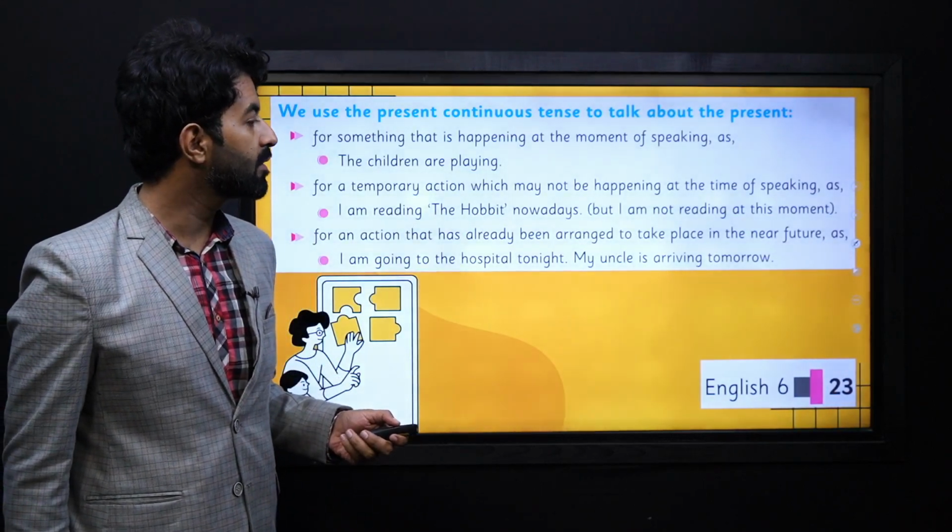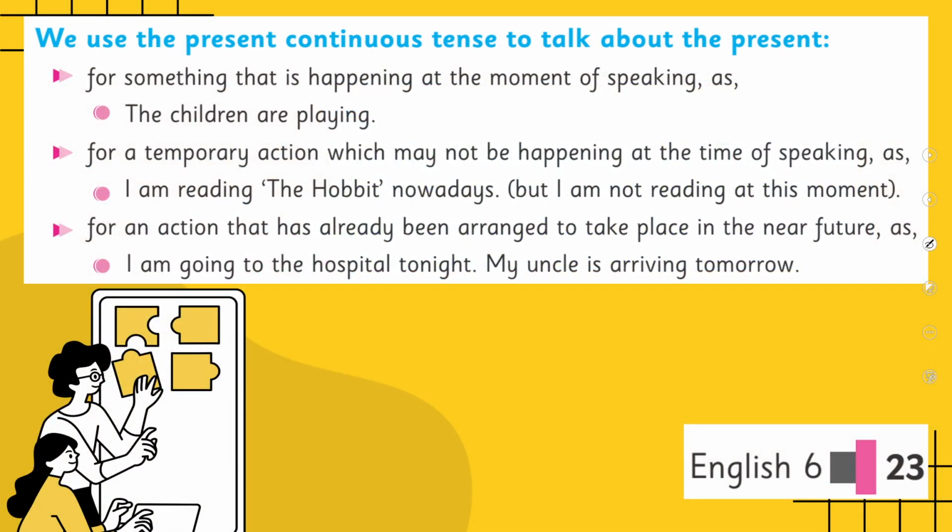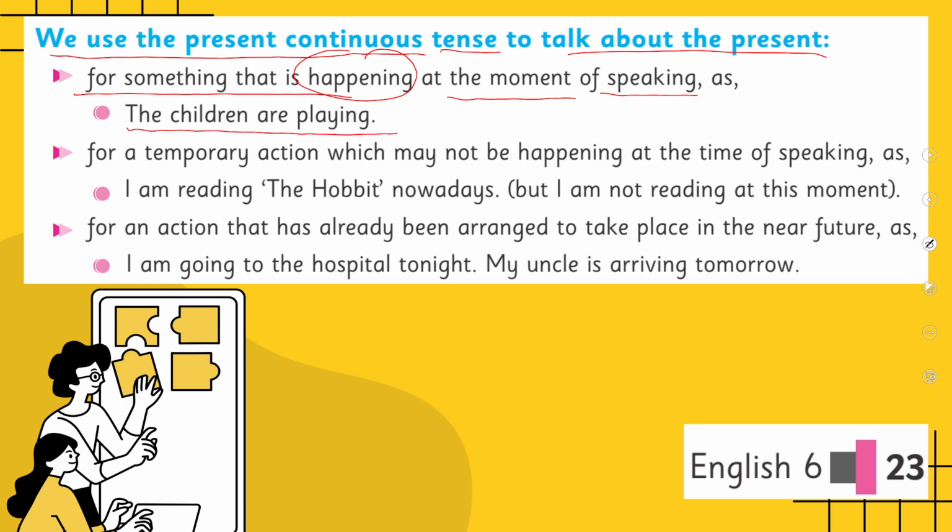Now moving on, let's read. We use the present continuous tense to talk about the present. In this situation, for something that is happening at the moment of speaking, if something is happening when you are speaking it, for example, the children are playing. This is happening right at the moment. This is when we use our present continuous tense.